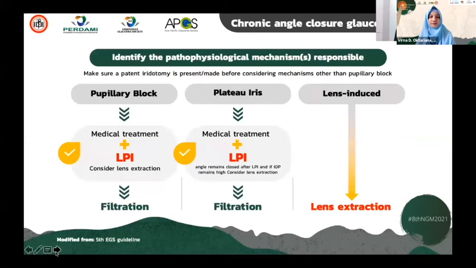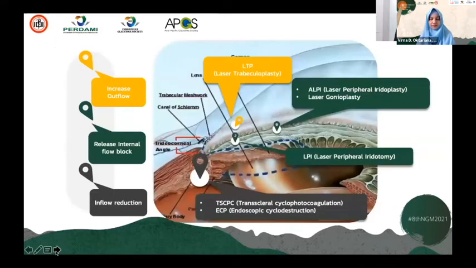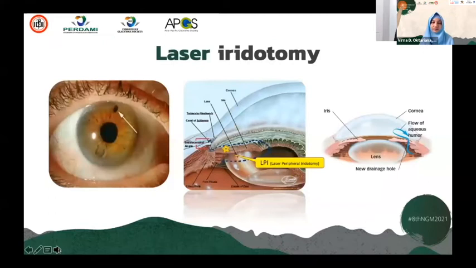How about chronic angle closure glaucoma? Yes, of course, LPI is still the mainstay, because we have to eradicate or get rid of the pupillary block before we consider whether there are other mixed mechanisms involved in this angle closure. This is the eye scheme that shows so nicely where the laser can be done. Usually we use iridotomy, trabeculoplasty or iridoplasty to release the internal flow block.